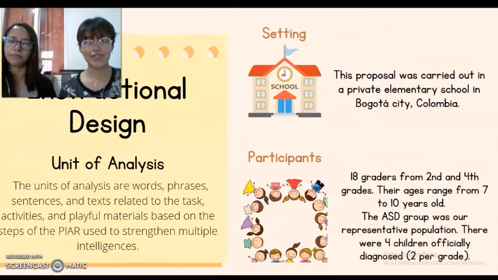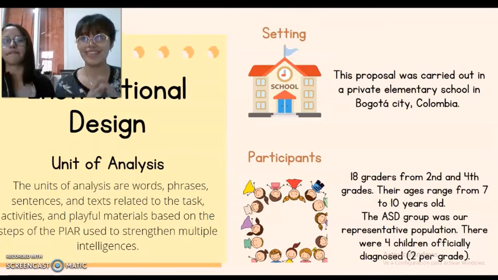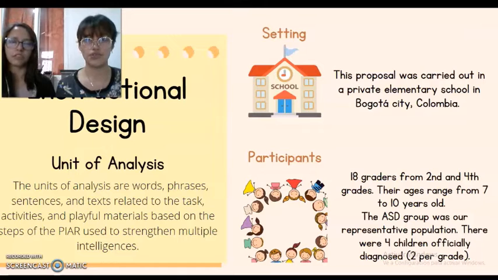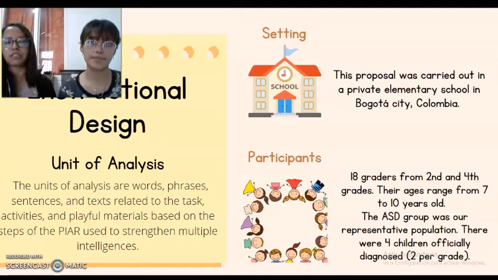So now we have the instructional design. Our unit of analysis, taking into account all of what we said, is of course words, phrases, and sentences, text, and task activities related to playful materials based on the steps of the PEER to strengthen the multiple intelligences of each child. Talking about our setting, our proposal was carried out in a private elementary school in Bogota City, in Colombia, in the Villa Alsacia neighborhood.